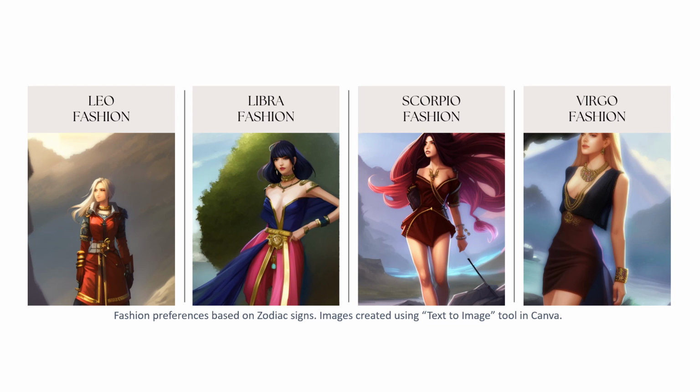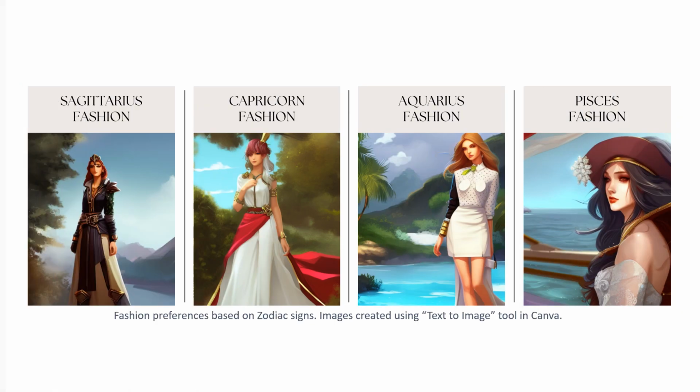Next, I have a series of images for zodiac signs starting from the left for Leo, Libra, Scorpio, and Virgo. And then going from left to right, zodiac signs of Sagittarius, Capricorn, Aquarius, and Pisces.